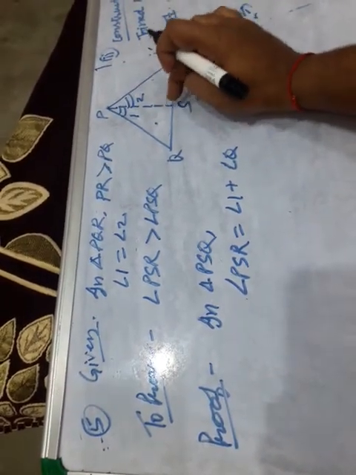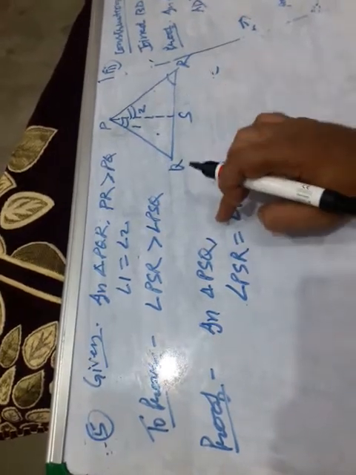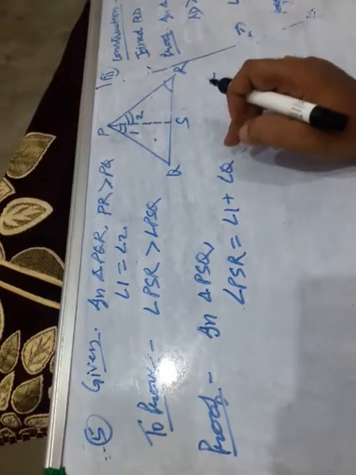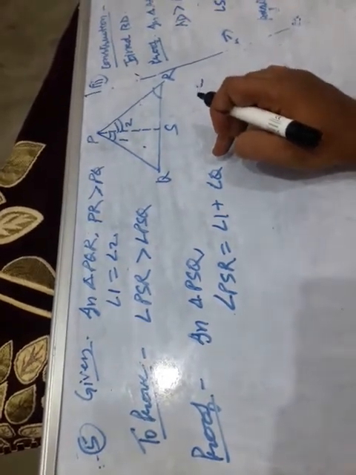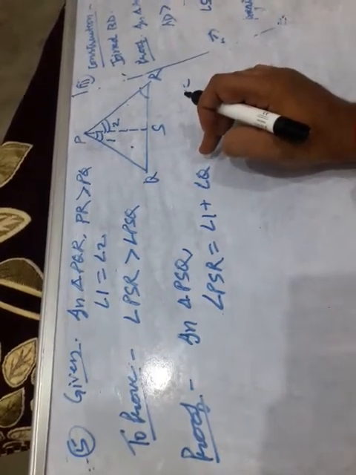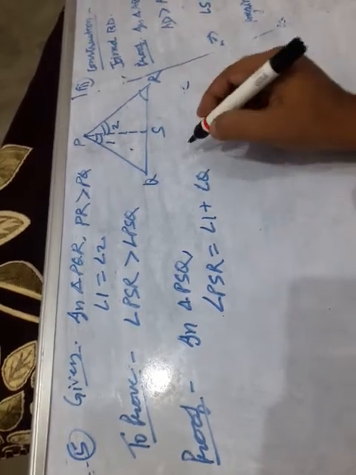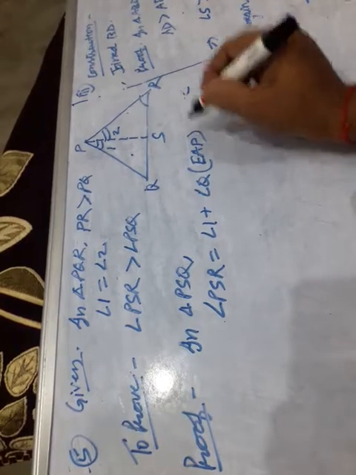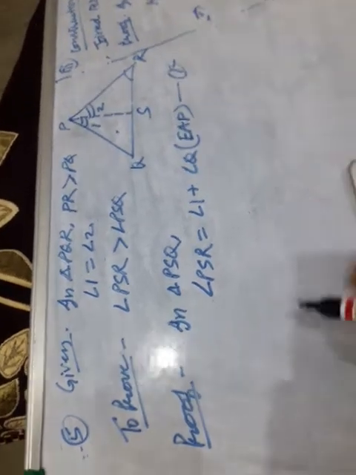Angle PSR is the exterior angle of triangle PQS. So we are using the exterior angle property: the exterior angle of a triangle is equal to the sum of its two interior opposite angles, that is angle 1 plus angle Q. That is the exterior angle property, and let it be equation number 1.